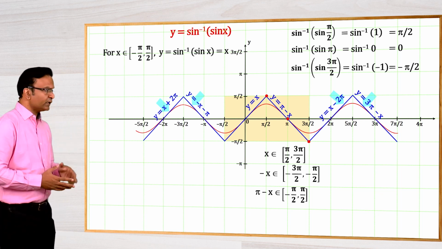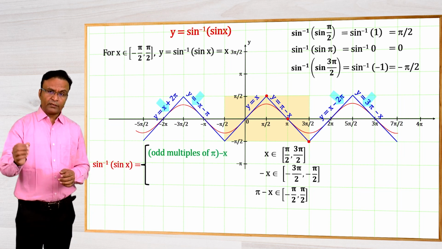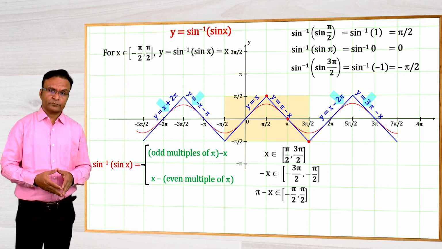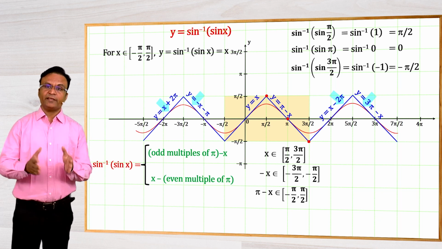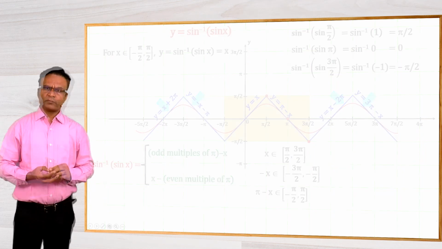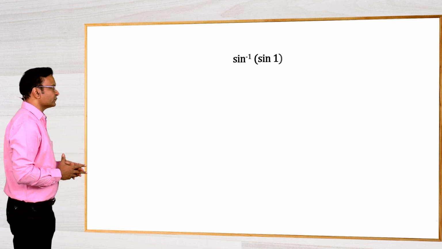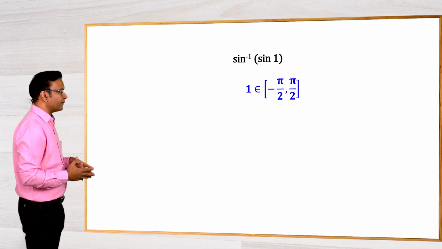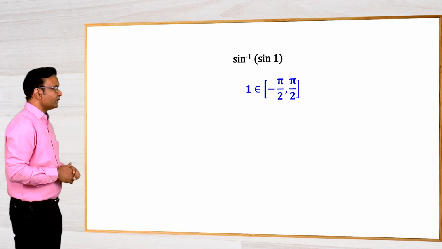From the graph we can see that sine inverse of sine x is equal to odd multiple of pi minus x or x minus even multiple of pi. We will use this to find the principal values of sine inverse of sine x. Let's get the values of sin inverse of sin x for some values of x. We start with sin inverse of sin 1. What will be the value? Here 1 lies between minus pi by 2 to pi by 2. Here 1 is radian, it is not degree. Okay. So this value is straight away equal to 1.